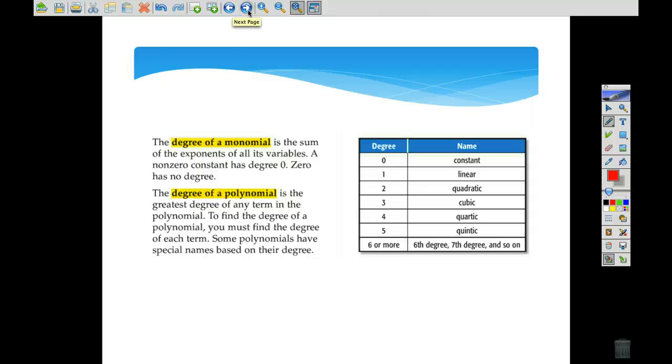Okay, welcome back. All right, let's move on. The degree of a monomial is the sum of the exponents of all its variables. A non-zero constant has degree 0. Zero has no degree. If you have degree 1, it's linear, 2 quadratic, 3 cubic, 4 quartic, 5 quintic, and 6 or more, 6th degree, 7th degree, and so on. The degree of a polynomial is the greatest degree of any term in the polynomial. To find the degree of a polynomial, you must find the degree of each term. Some polynomials have special names based on their degree.